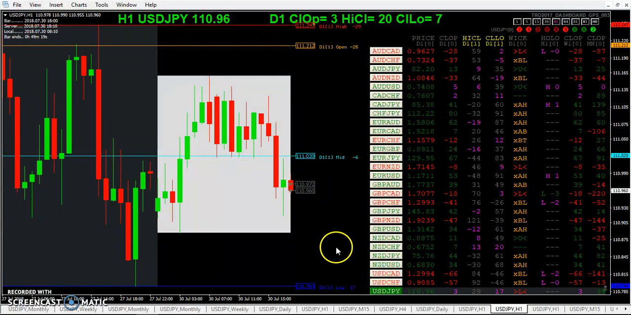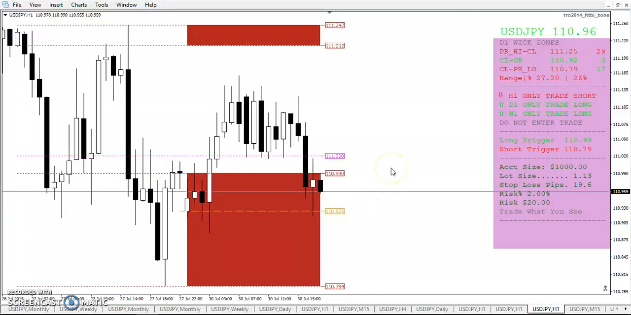Once again, if you don't know which way to trade, you can use the H1 candles and just go with the H1 candle color at the line like we showed there. Wick zones, we know price doesn't like staying in the wick zone. So price is in the wick zone. When it exits, you take the trade.